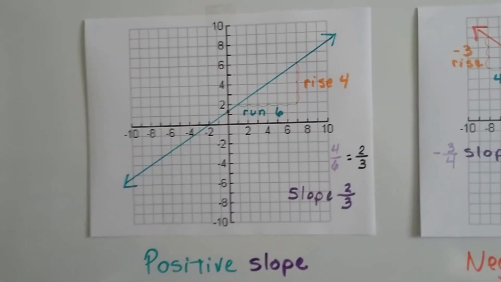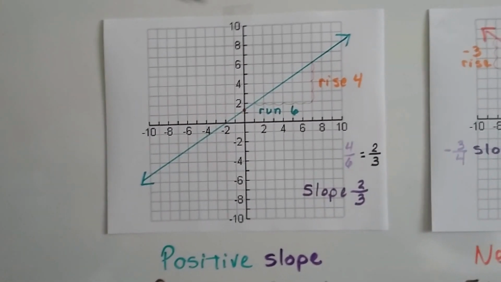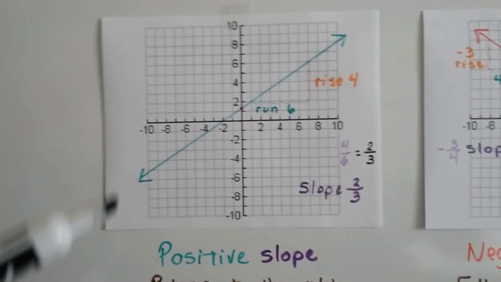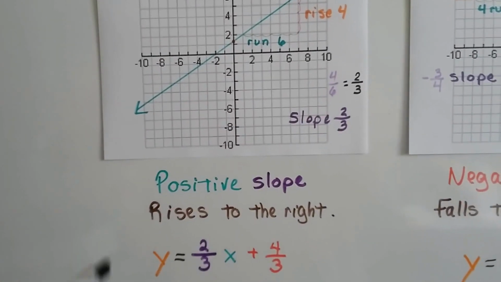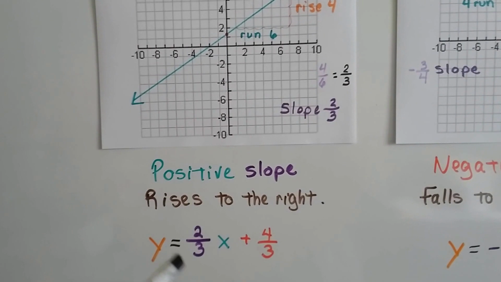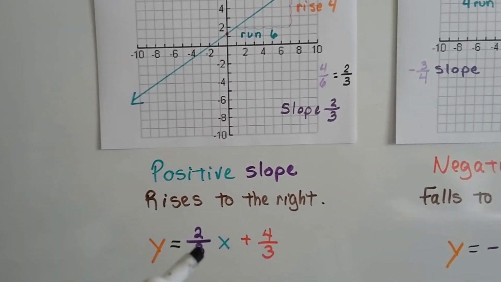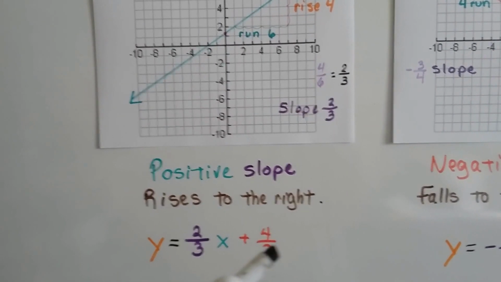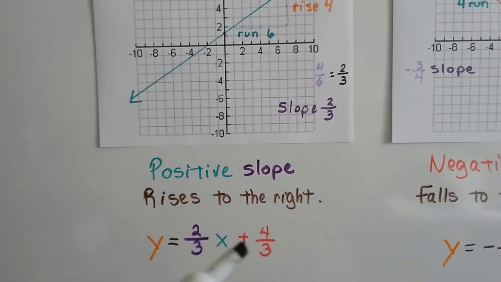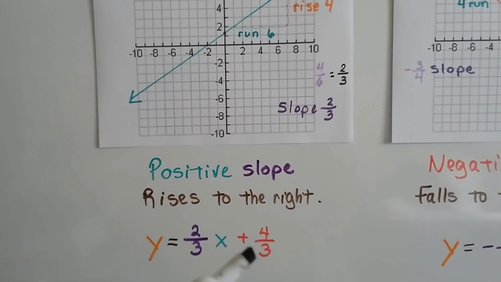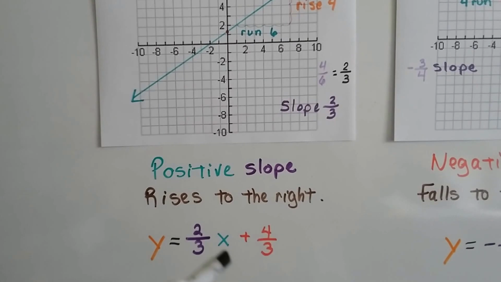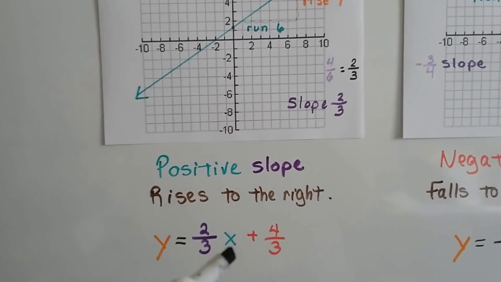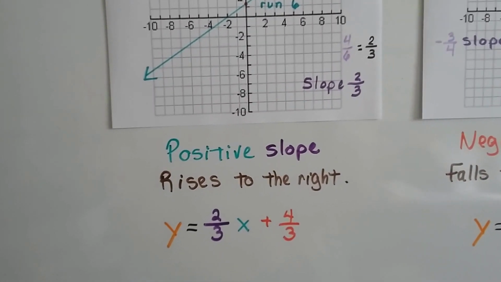So this would be a slope of 2/3 because I've got a rise of 4 and a run of 6. We know it's positive, it's rising. And we know we've got y equals 2/3 x. Here's the slope. And it's hitting the y-intercept b at positive 4/3, see? And we could find x if we wanted to, couldn't we? We could find a point for x by doing this.